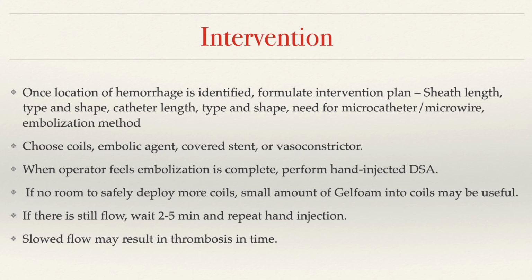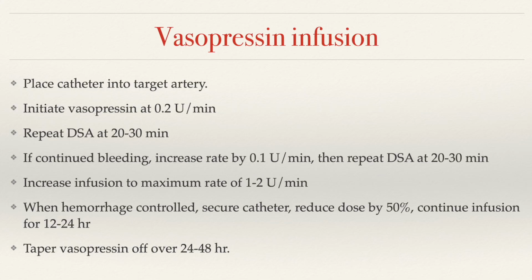And suppose you have done coiling, once the coiling is done, always prefer to do hand injections and never pressure injections. And suppose you have deployed many coils, however there is more stasis to be obtained, then you can inject a small amount of gel foam. That will usually help. Even if there is flow, even then wait 2-3 minutes and repeat a hand injection, and usually they would have thrombosed.